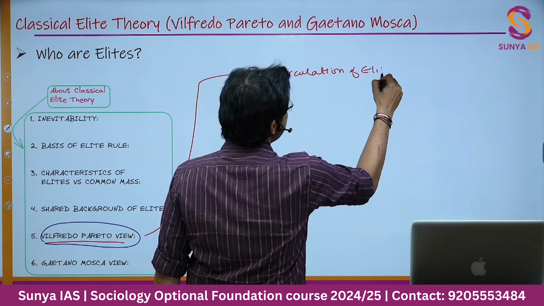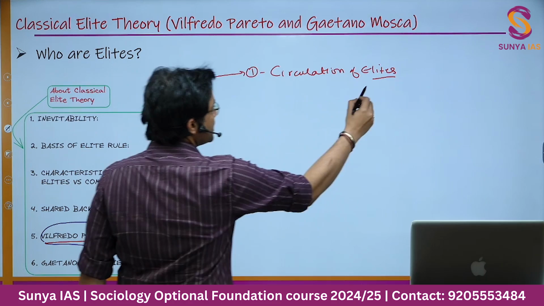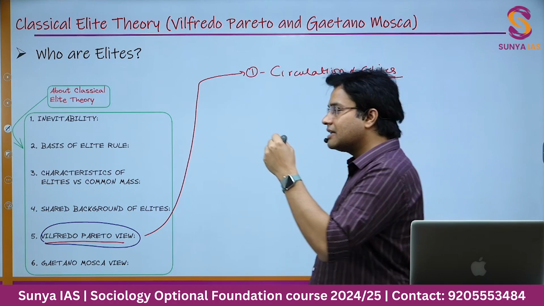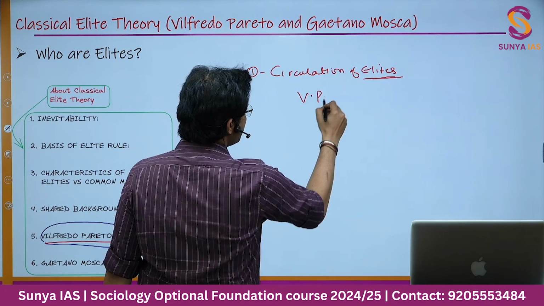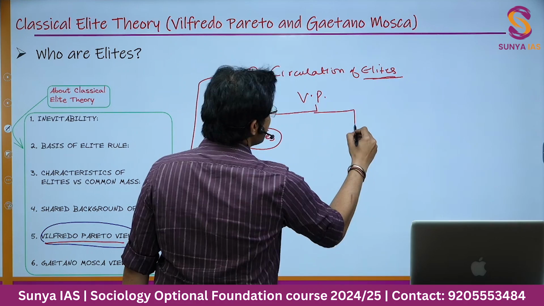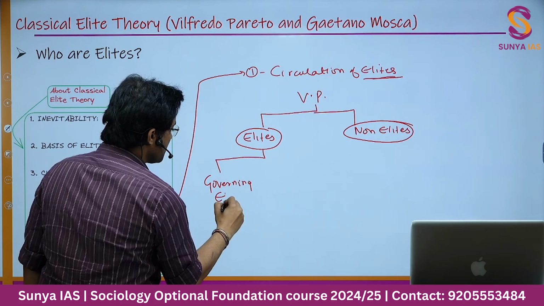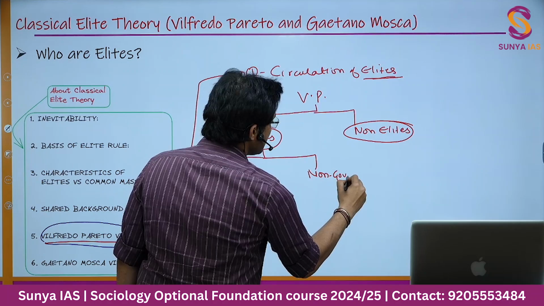Right? And here he gave a classification. If I have to draw a proper flow chart, I'll just tell you that Vilfredo Pareto basically says that there are elites and non-elites. I'll just draw it for you. Vilfredo Pareto says that there are elites, then there are non-elites. Under elites only, there are governing elites and there are non-governing elites.